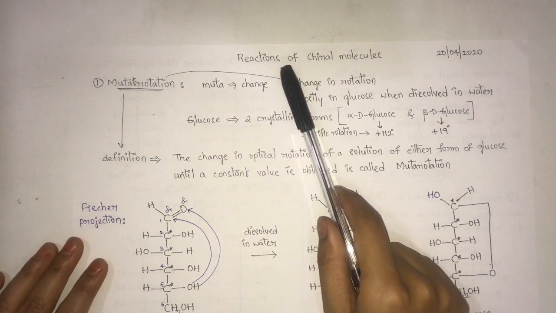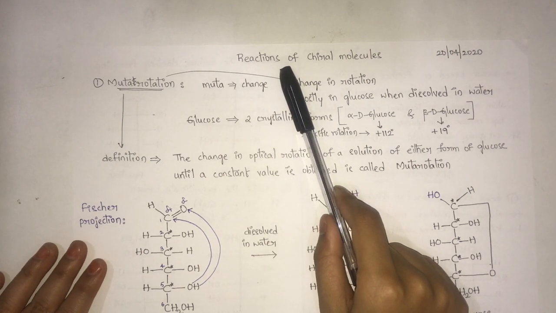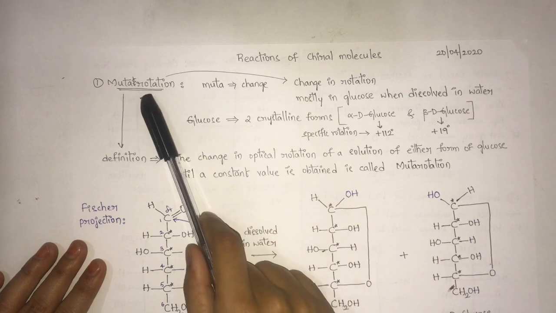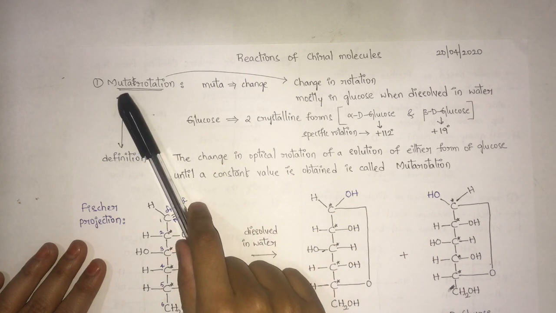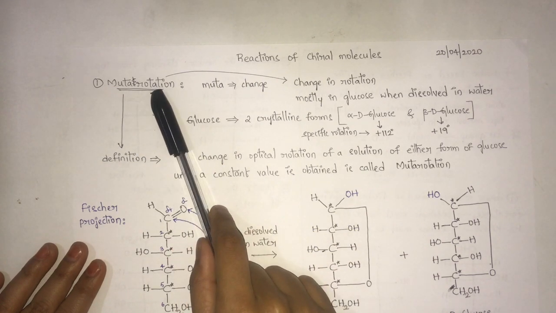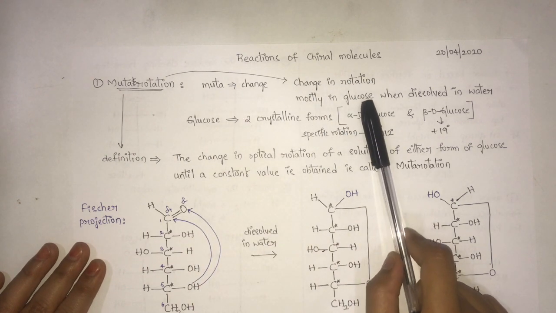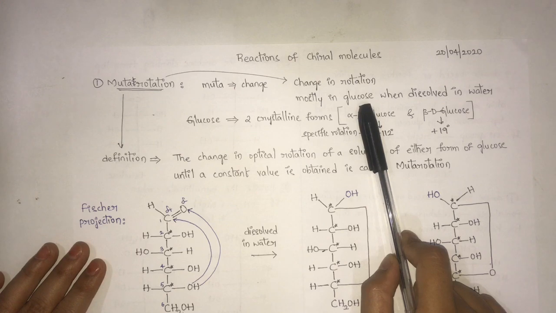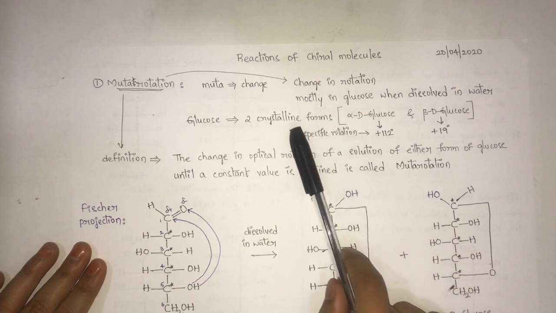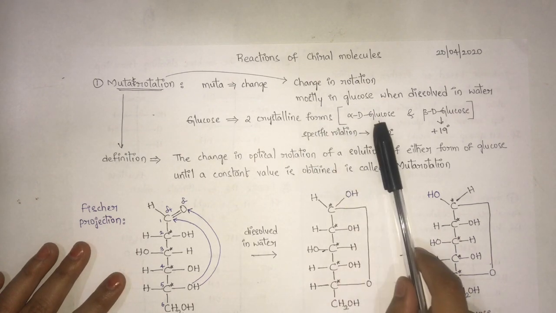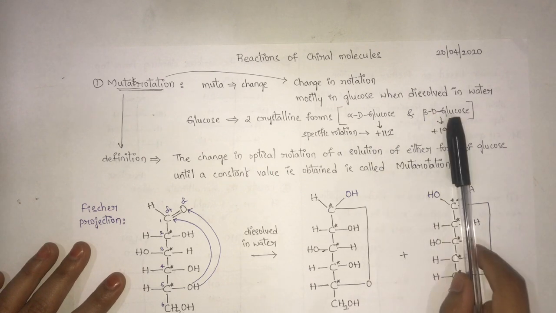Today we will discuss reactions of chiral molecules. First reaction, mutarotation. Muta means change. Together, mutarotation means change in rotation. So mostly we will see this mutarotation in glucose when dissolved in water. After dissolving, we will get two crystalline forms. One is alpha D glucose and the second one is beta D glucose.